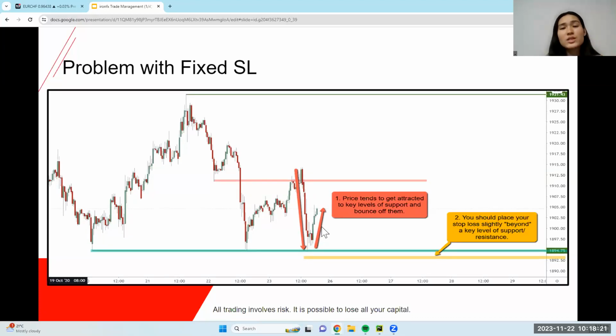The reason for this once again is that price tends to get attracted to key levels of support, especially since in this case we see price reacting off of it twice already in the recent past. So we can likely expect it to bounce off of this level again before shooting back up, which is one of the reasons why what we should have done instead was to place our stop loss, this yellow area, slightly beyond the key level so that we are not stopped out at the support, as prices tend to be attracted to key levels of support and bounce off of them.